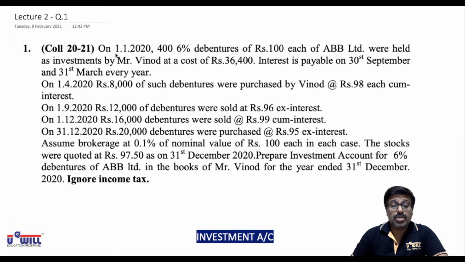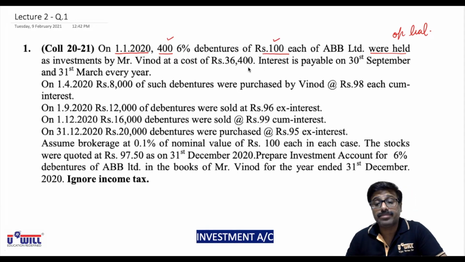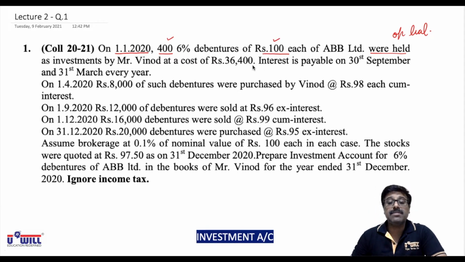On 1/1/2020, 400, 6% debentures of rupees 100 each of ABB Limited were held as investments. Were held means it is the opening balance of investments. Now, in nominal value, what we will record is 400 into 100, 40,000. We record face value in the nominal value column.